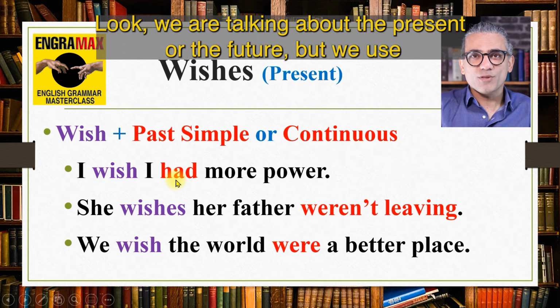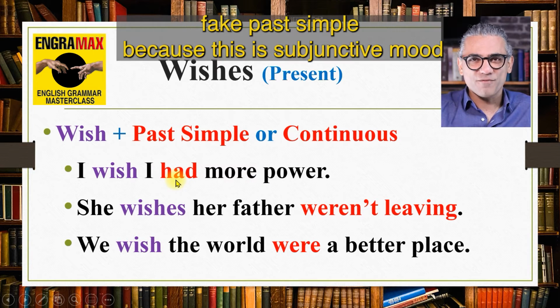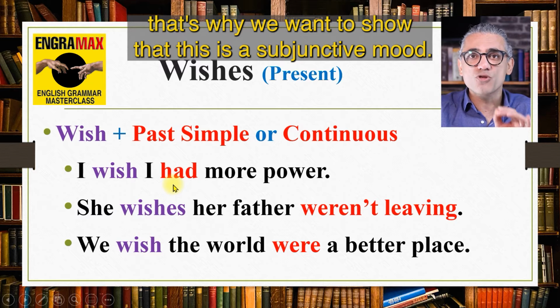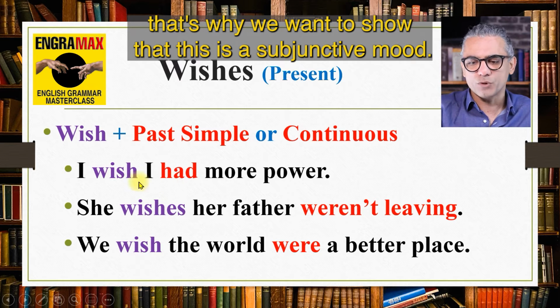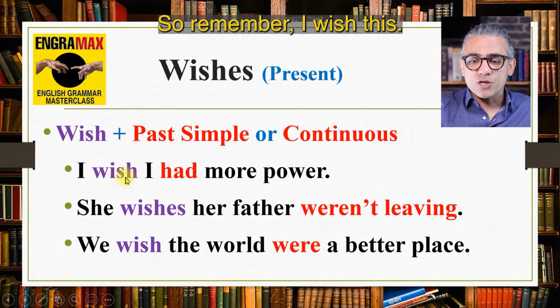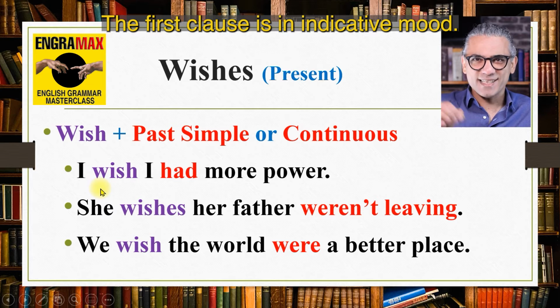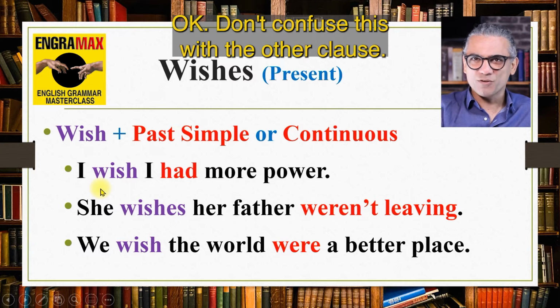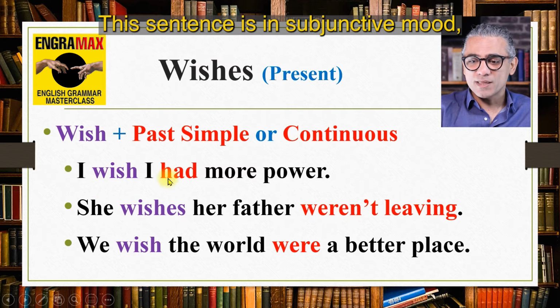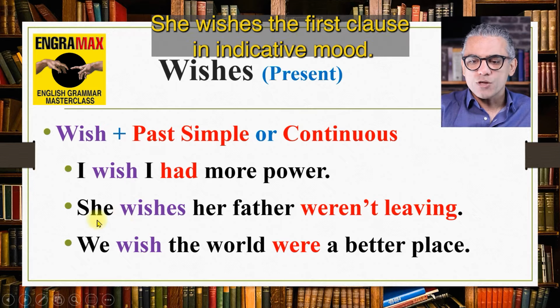Look, we are talking about the present or the future, but we used fake past simple, because this is subjunctive mood. That's why we want to show that this is a subjunctive mood. So remember, with I wish, we have two clauses in here. We have I wish and the first clause. The first clause is in indicative mood. Okay, don't confuse this with the other clause. This sentence is in subjunctive mood. I had more power.